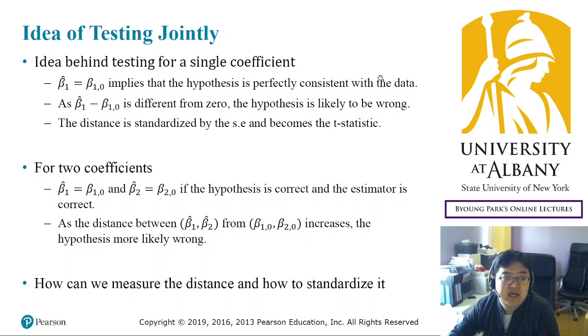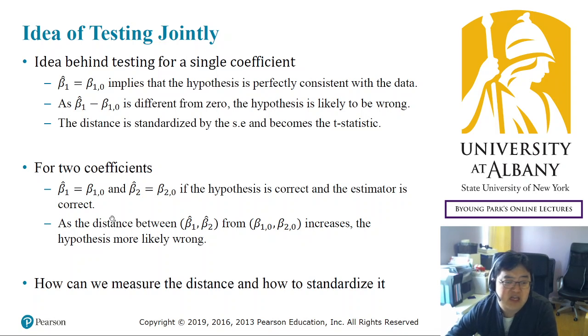We are going to extend this idea to the two coefficient case. Nothing is different. So you can think the same thing. If beta 1 hat equals beta 1,0, and beta 2 hat equals beta 2,0, that's the case when the hypothesis is correct, other than random error. So if the hypothesis is correct, then you are going to get these two equalities at the same time. Then when can we reject it?